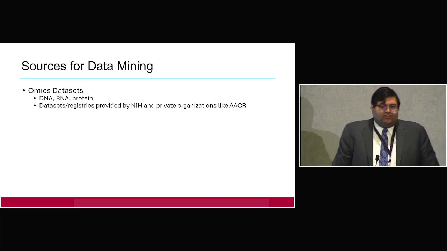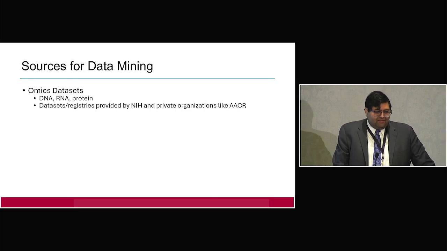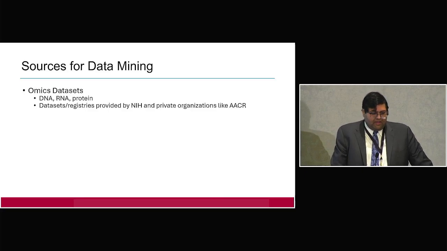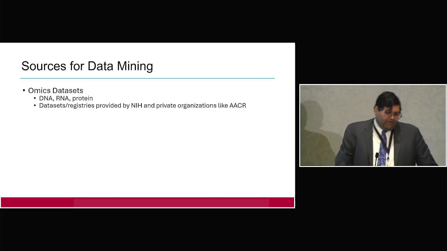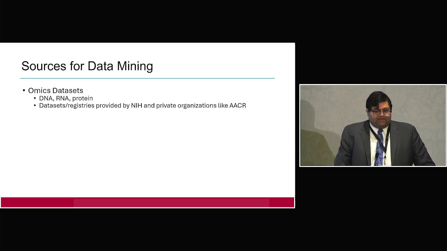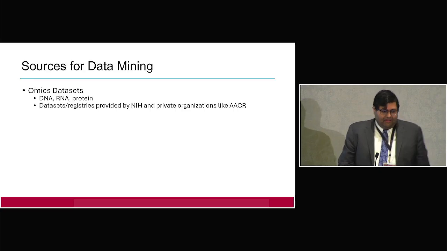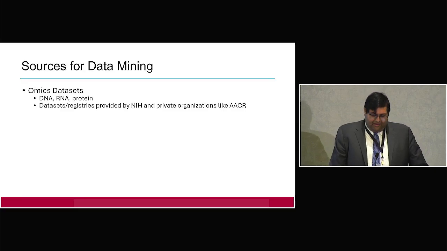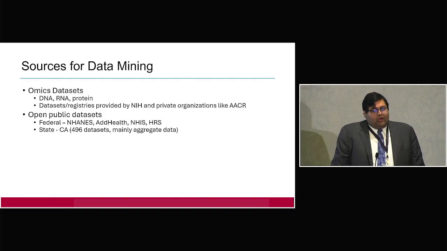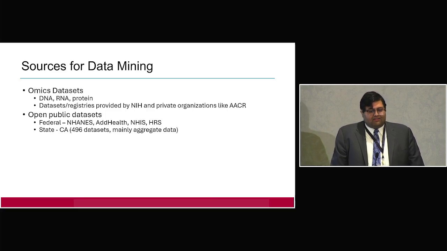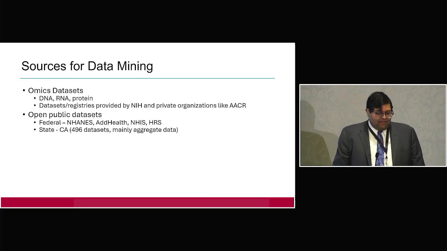When we talk about sources for data mining, it really started more on the basic science side, with the development of different omics data sets, starting with genomic information, metabolites, proteins, even more recently radiology. And it was really the advent of both payers and journals requiring this information be deposited into registries and data sets that led to more open omics data. On the clinical side, open public data sets have really been around for the last 30, 40 years, and it started with both federal and state governments sampling different populations with things like NHANES and AdHealth, and with national survey studies, and then making the data available for researchers to use.